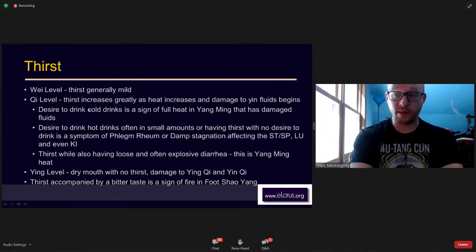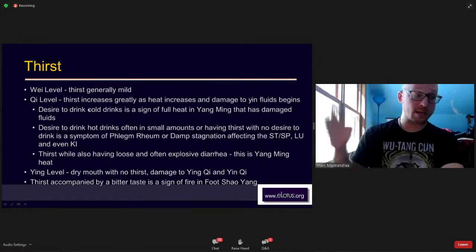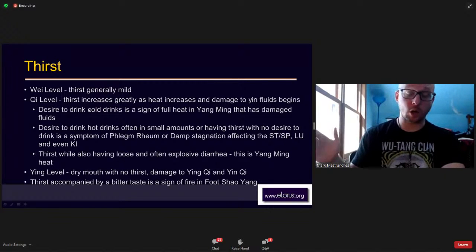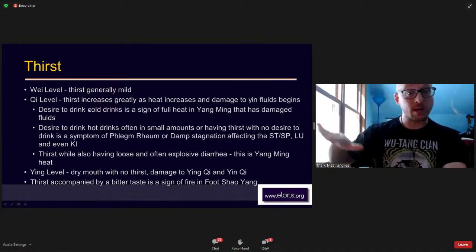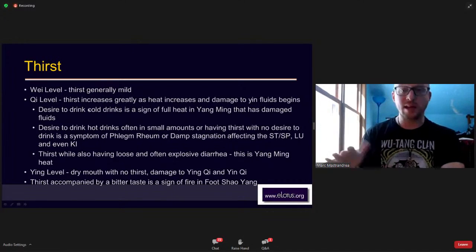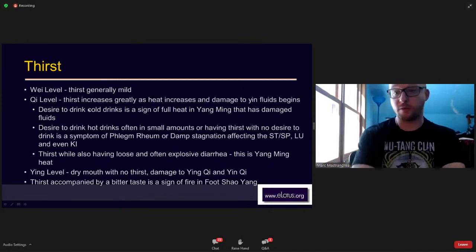You could also have heat in the middle jiao affecting the liver, and the liver could shunt its heat to the gallbladder. And if it's shunting its heat to its external pair to try to clear things out, because the yang is what clears in this case, then you can see fire in foot xiaoyang.